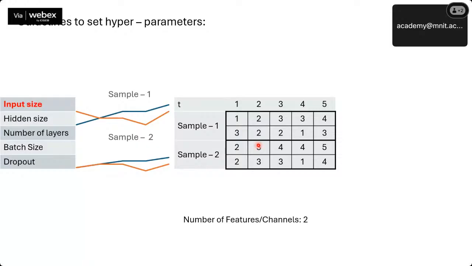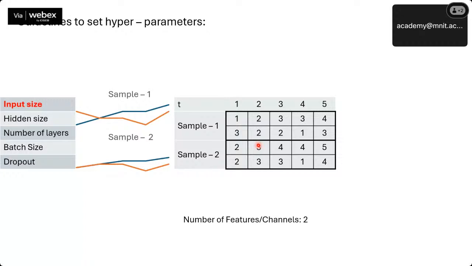Channel is basically, let's say you have two sensors. You are collecting data from two sensors. One sensor is collecting one sequence, the other sensor is collecting the other sequence. That is basically the channel size. That two is basically the channel size. Right now you have two sensors, so the channel size will be two. Channels are basically how many features you have in your data set.